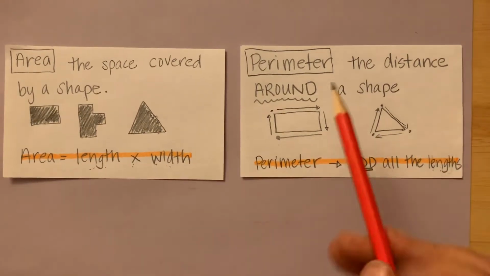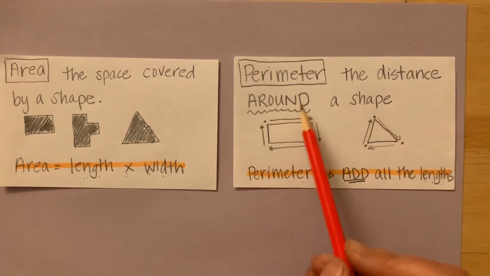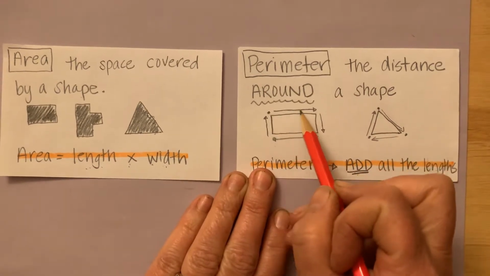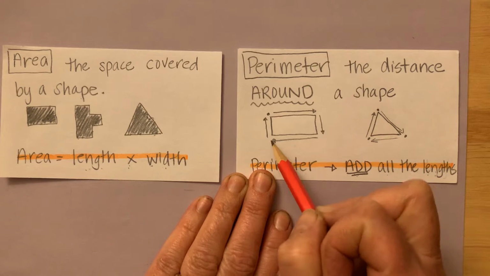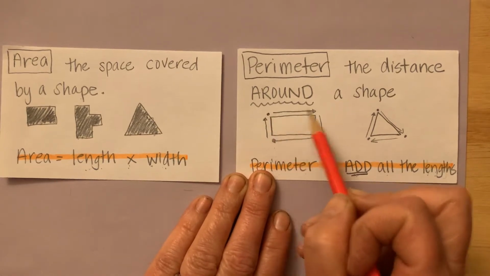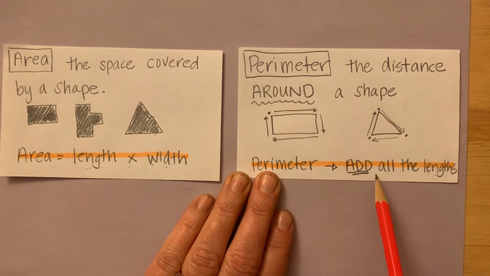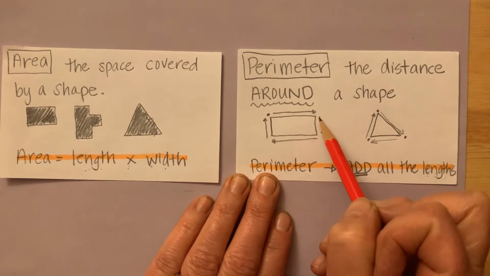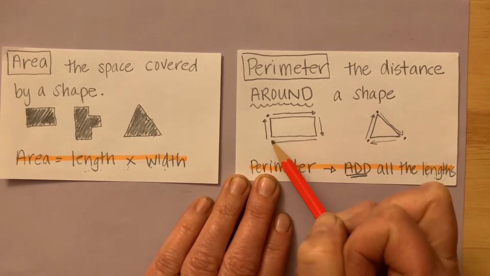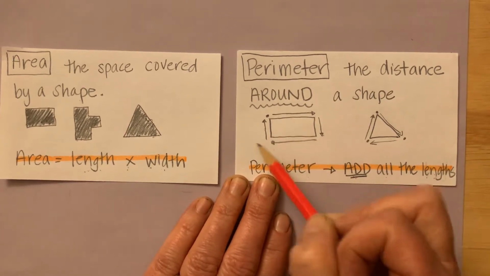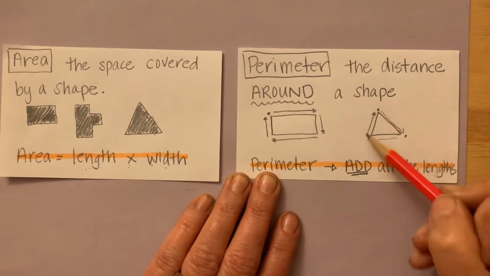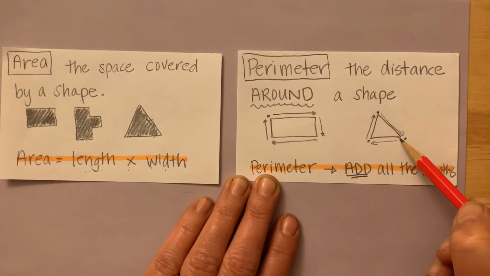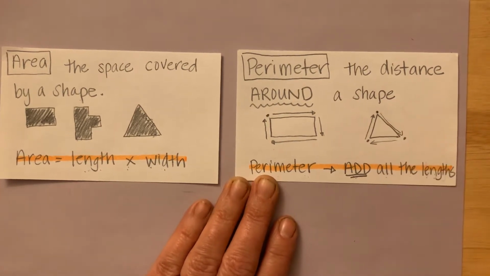Then we talked about perimeter. Perimeter is the distance around a shape. Remember the soccer field. If we started in one corner and we walked around the outside edge of the soccer field, then we would be looking at the perimeter. Remember, to find perimeter, we add all the lengths. So if I start in one corner, I add the length, then the width, and then the bottom length, and then the side length. We would add all four together to find perimeter. If we're looking at a triangle, we would start at one vertex and walk along the outer edge and add all the lengths to find the perimeter.